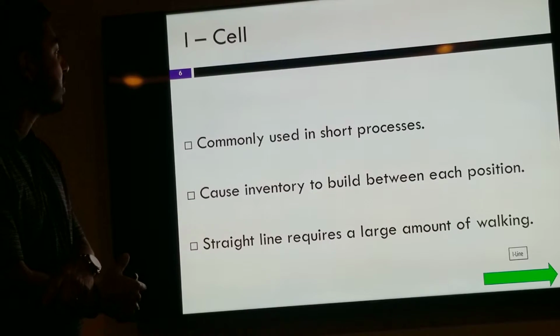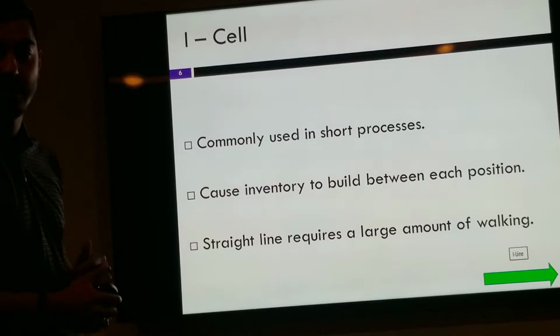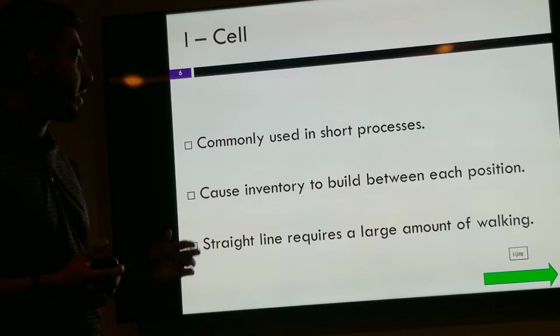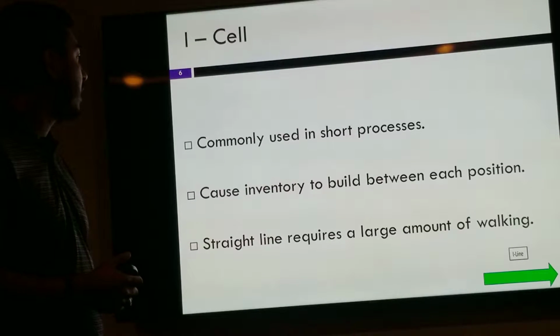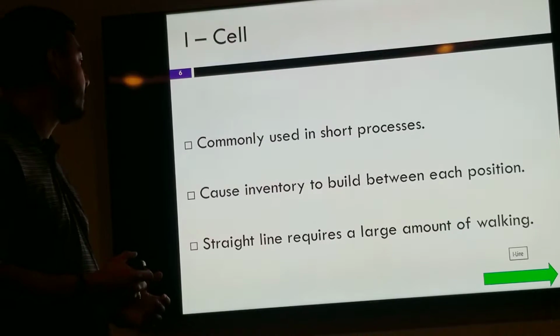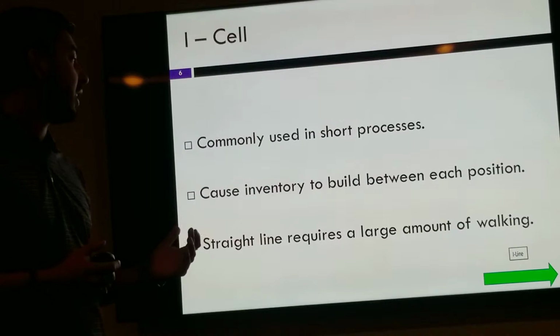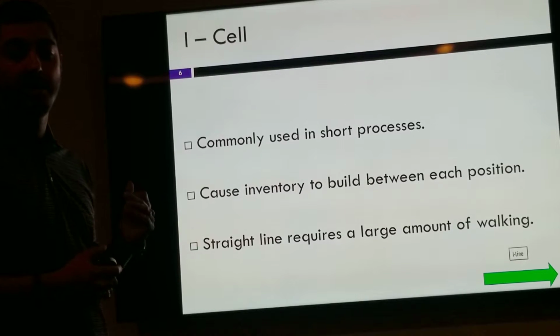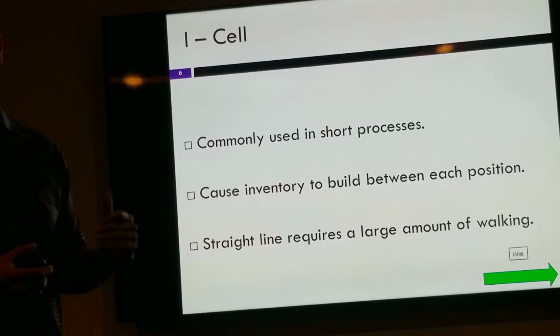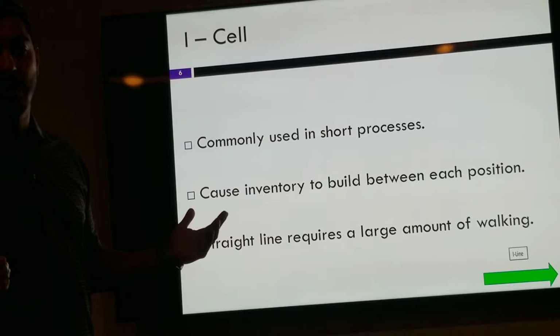So the I cell is commonly used just in short processes from point A to point B, a single line, usually with just one worker. An issue with this is that it's going to cause the inventory to build up. And a straight line will cause the worker to have to walk from point A to point B, so that could cause fatigue.